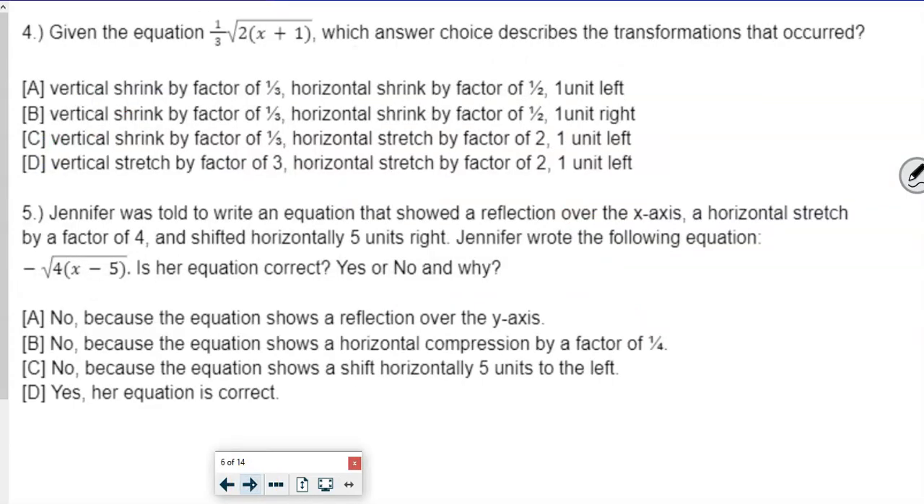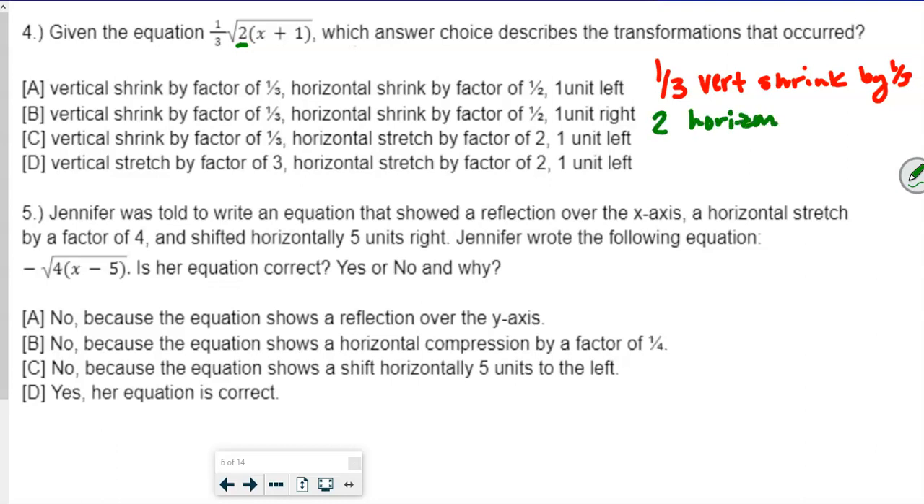All right, so here's our next one. Given the equation 1/3 square root of 2 times x plus 1, which answer choice describes transformations that occurred? So let's talk about this 1/3. What does the 1/3 tell us? Isn't that a vertical shrink by 1/3? Okay, now what does this 2 tell us right here, y'all? That is a horizontal, what?